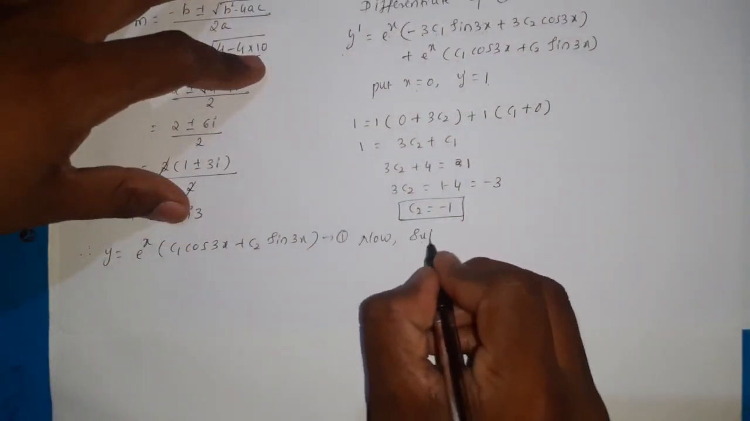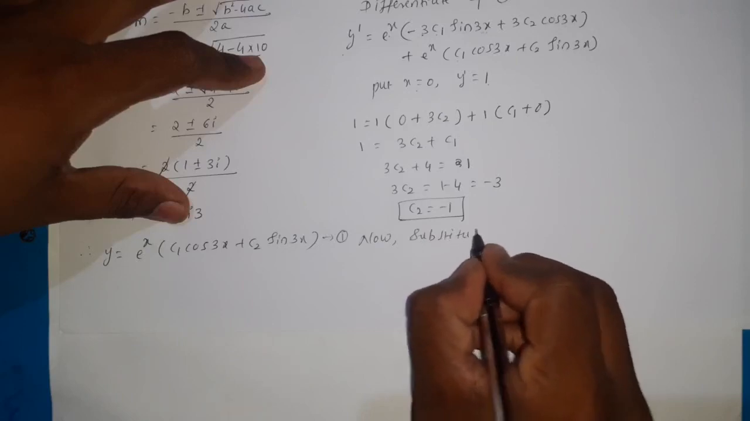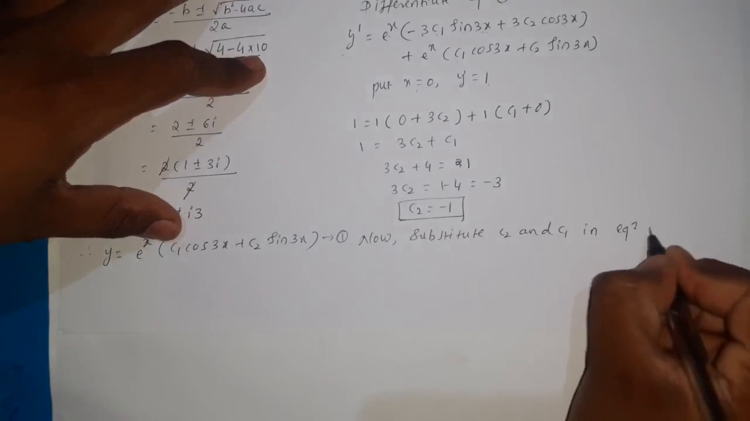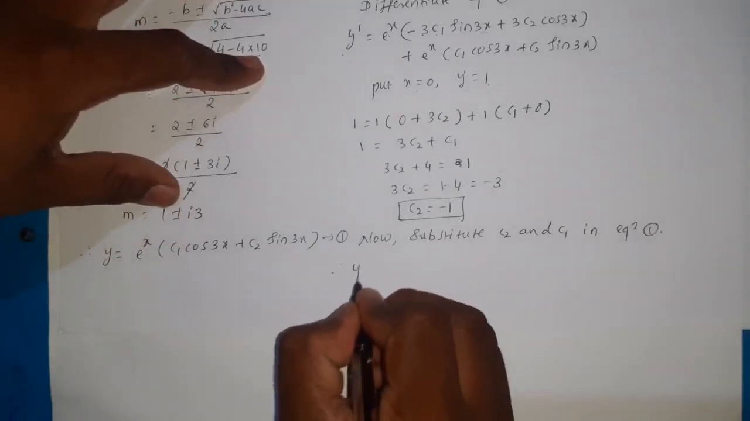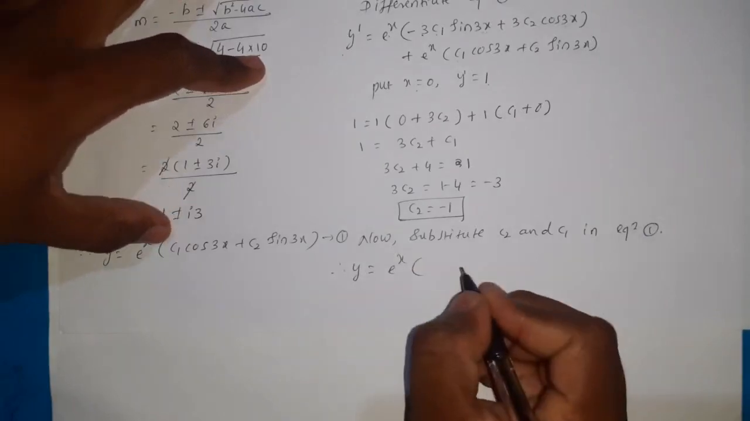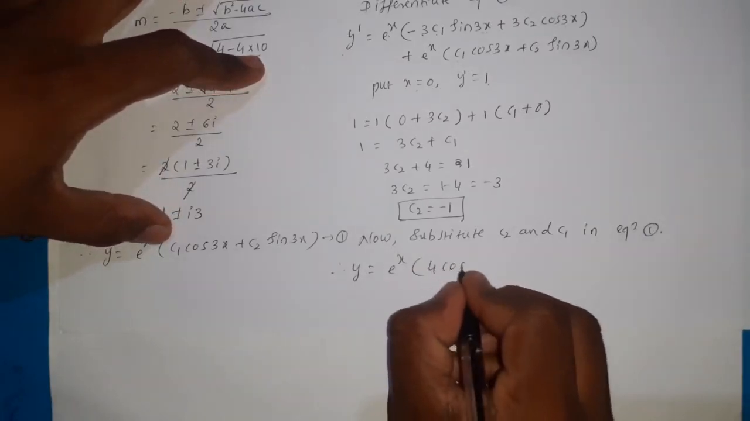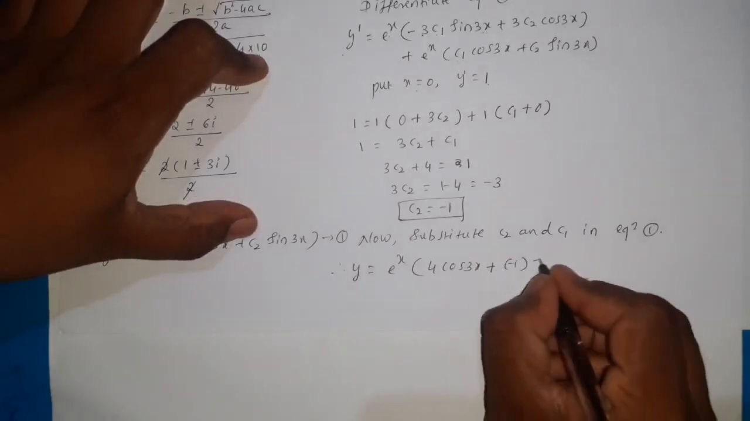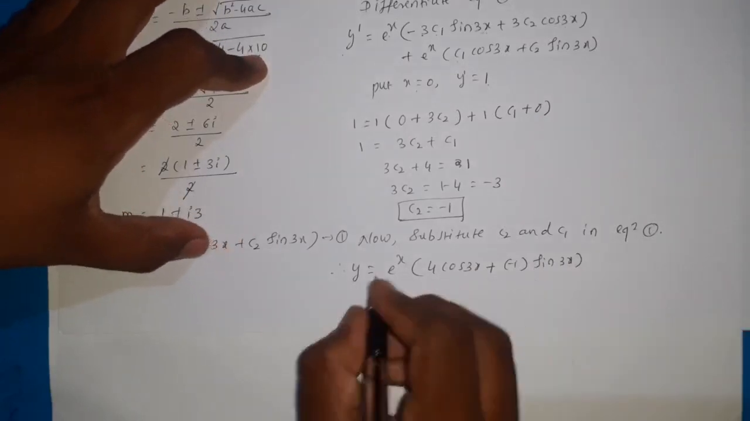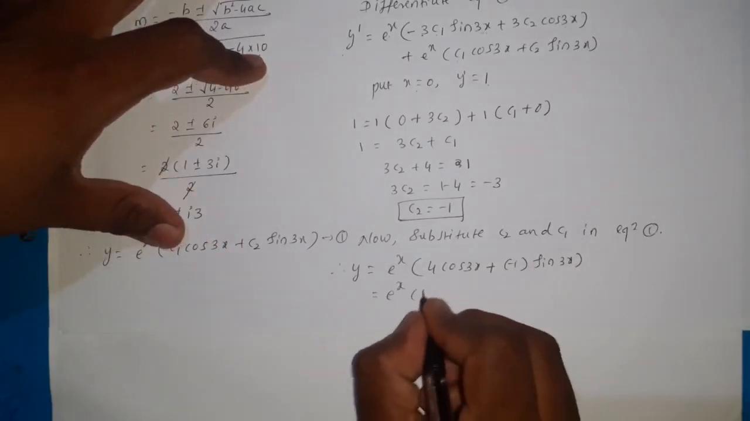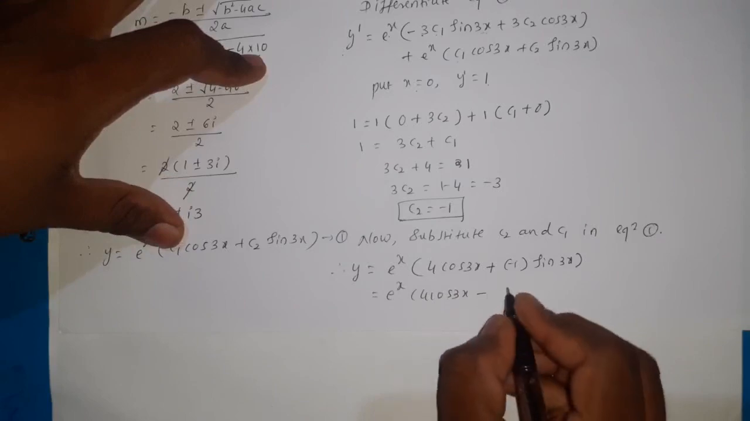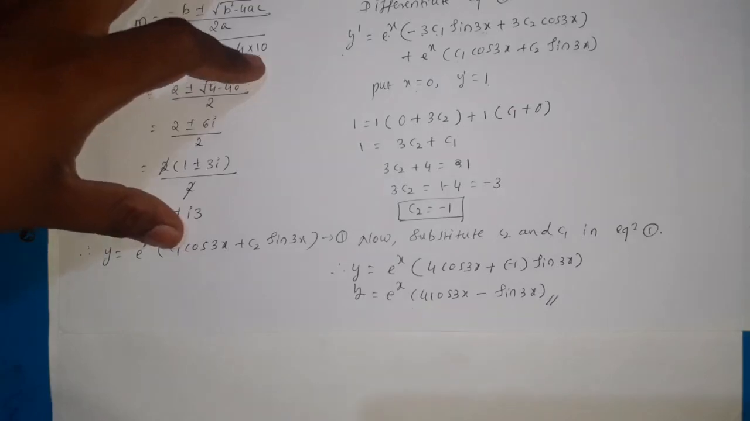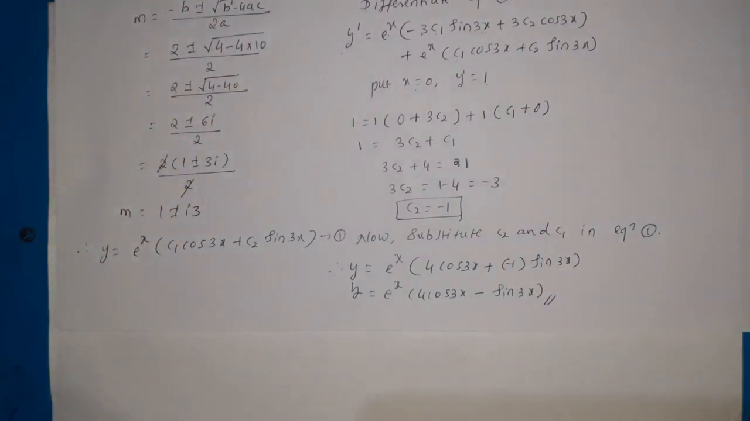Now substitute c2 and c1 in equation 1. So therefore y is equal to e power x, the c1 is 4 cos 3x plus c2 is minus 1 sin 3x. So therefore it is e power x into 4 cos 3x minus sin 3x, which is the particular solution for the given differential equation.